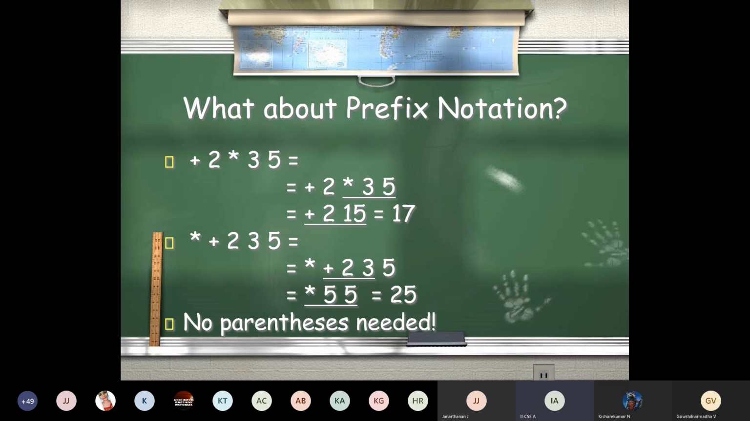Or in the other case, if I want to add 2 and 3 first, then multiply, my prefix expression is going to be like this: star plus 2 3 5. In this case, how is the evaluation going to be done? If I am having a plus, the nearest 2 operands you are going to take. A plus is followed immediately by 2 values, is it not? So that you have to evaluate first.